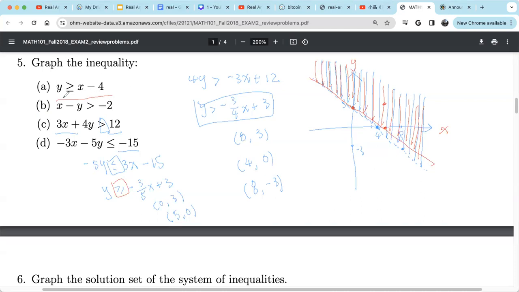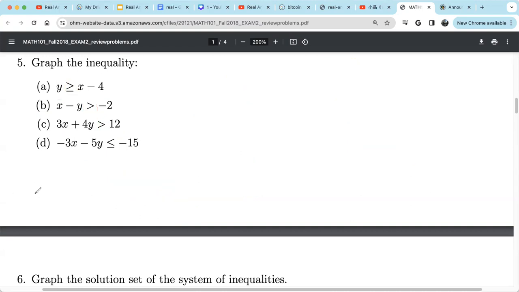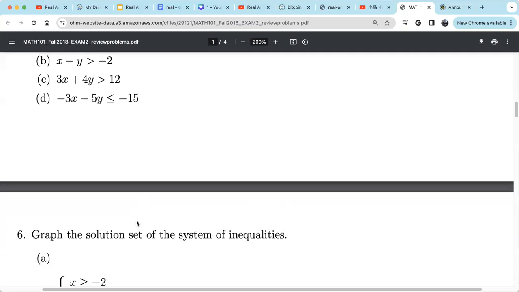So the line, if the equal sign is part of the inequality, we draw a solid line. If it's not, we draw a dotted line. Then we look at the inequality. If it's y greater than, we shade above. If y is less than, we shade it below the line. All right, that's this inequality.